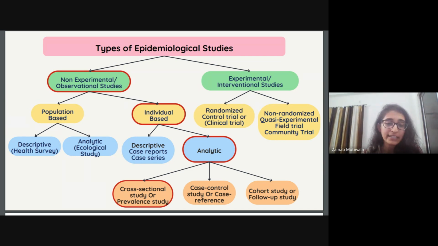As we've previously discussed, population-based, good examples would be the NFHS survey, as well as ecological studies, which consider population as units. But today we will be primarily focusing on analytical types of studies under individual-based. The other types of studies that exist are also case report and case series. Talking about analytic types of studies, we have cross-sectional studies, case control studies, as well as cohort studies under this heading.